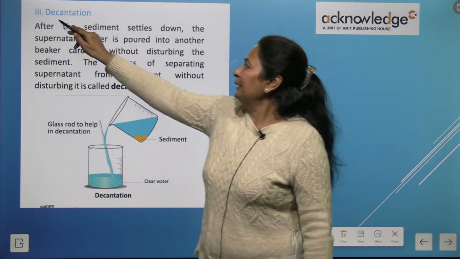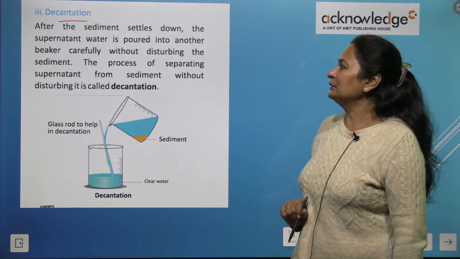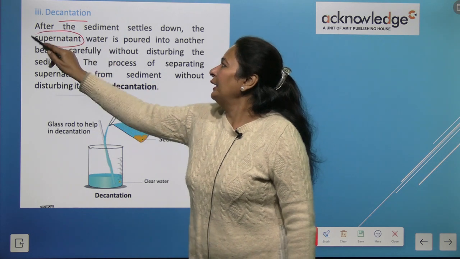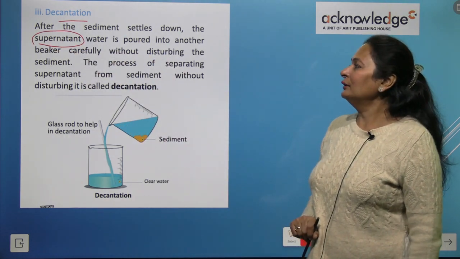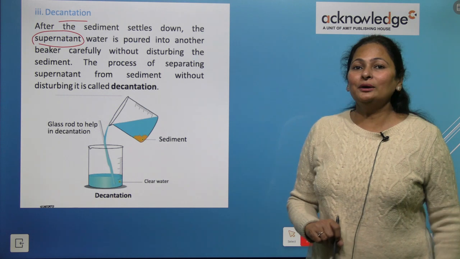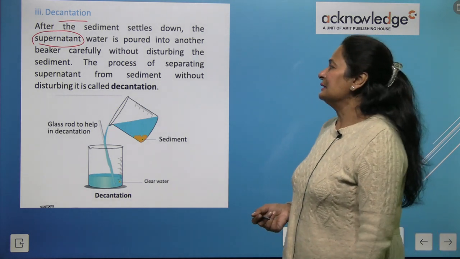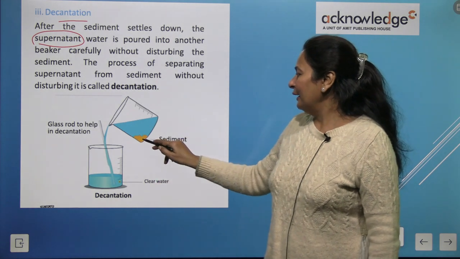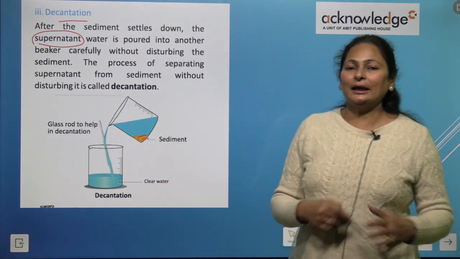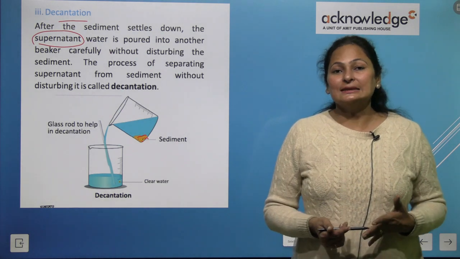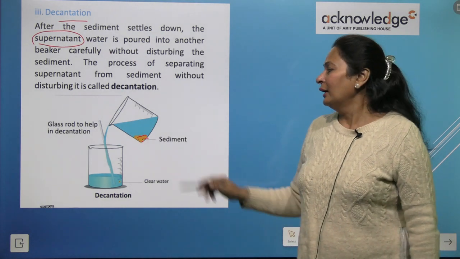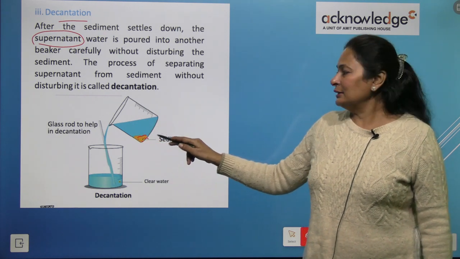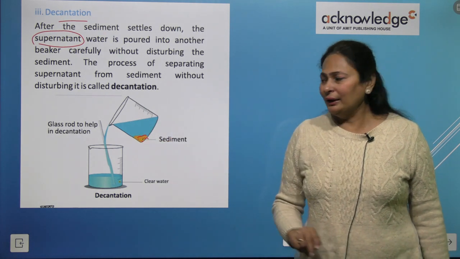Now, the sediment settles down, the supernatant water is poured into another beaker carefully without disturbing the sediment. This process is called decantation. Now you can see here are some impurities. We will not say impurities now, we'll say it is sediment. We are separating the supernatant from the sediment, right?